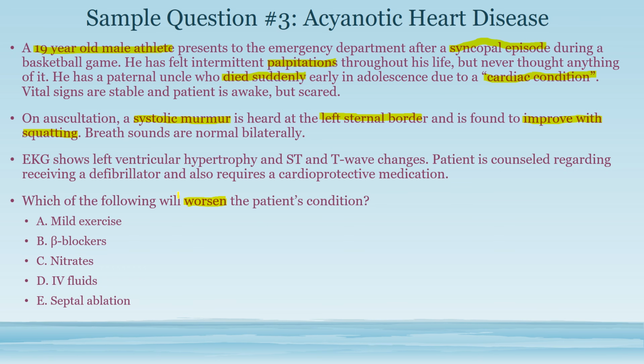But which of the following will worsen the patient's condition? So mild exercise. It's true that in hypertrophic cardiomyopathy, you want to avoid severe exertional exercise in competitive sports, but mild exercise is important for anybody to survive. There are very few contraindications to mild exercise, and hypertrophic cardiomyopathy is not one of them.